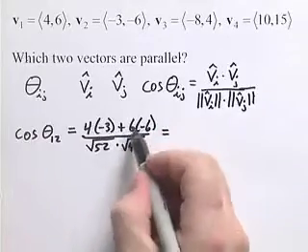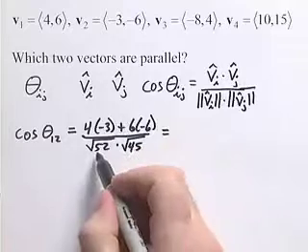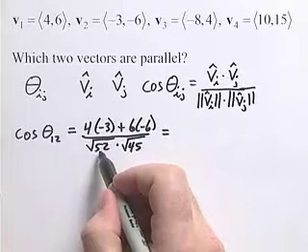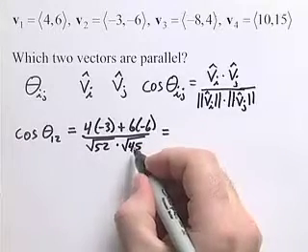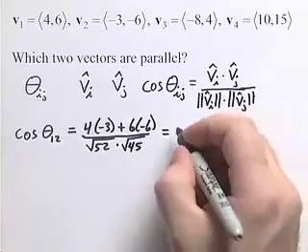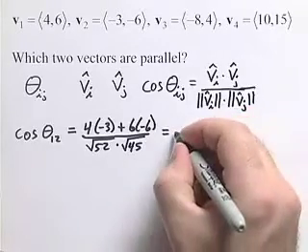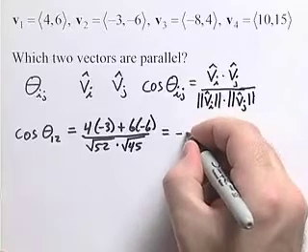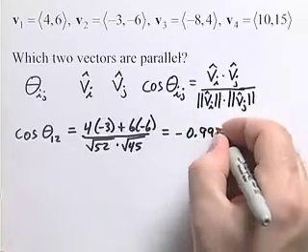So here the numerator is the dot product of vectors 1 and 2. The square root of 52 is the magnitude of vector 1. The square root of 45 is the magnitude of vector 2. If we clean this up, we get that this is roughly negative 0.992.